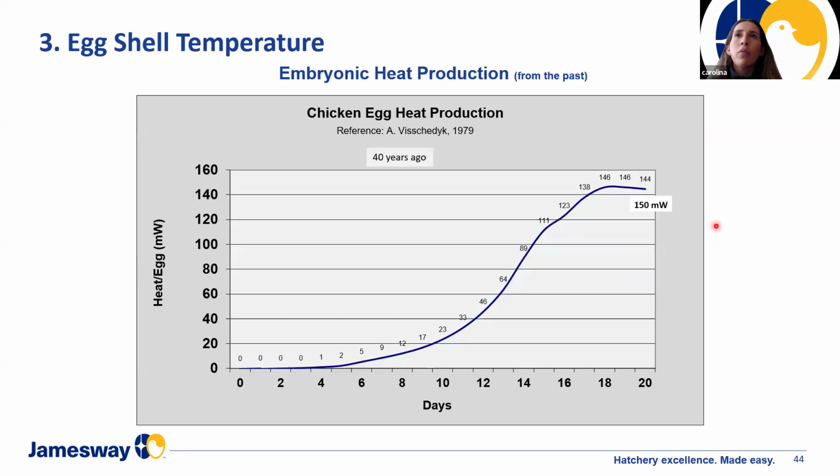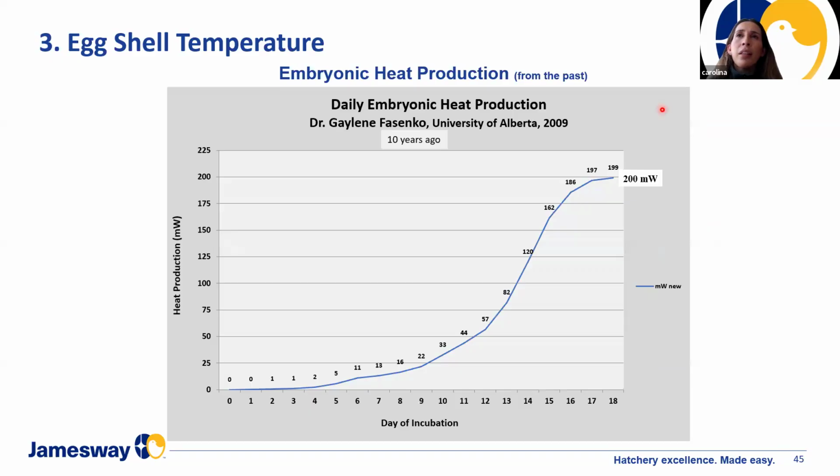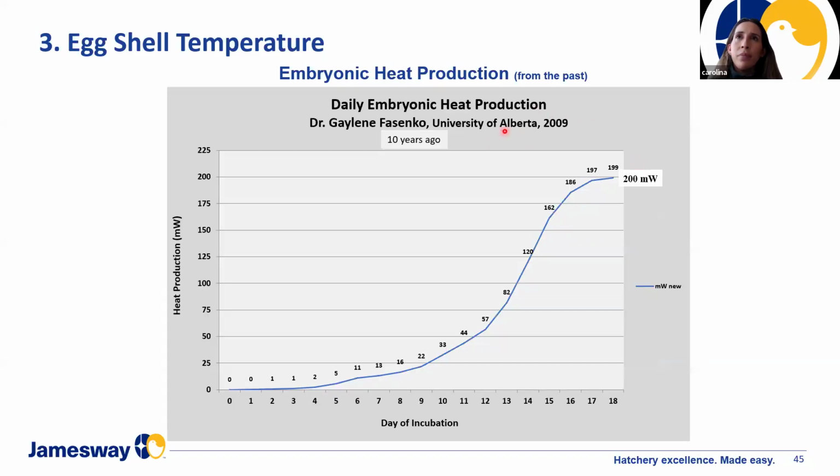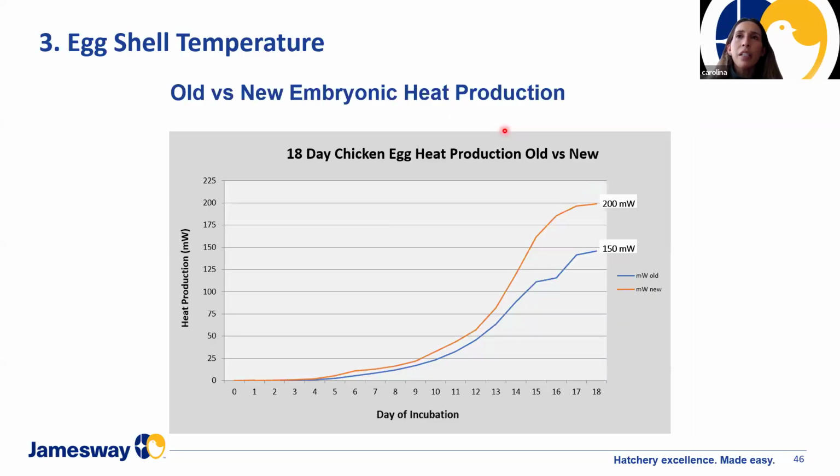So here we have an example of how many milliwatts the chicken egg heat production had 40 years ago. This is how much heat we have nowadays. So as we see, there is an increase of 50 milliwatts. This study shows how the chick embryos have increased in heat production. All right, so here's a large difference between the old embryos and the nowadays embryos. 33% plus.